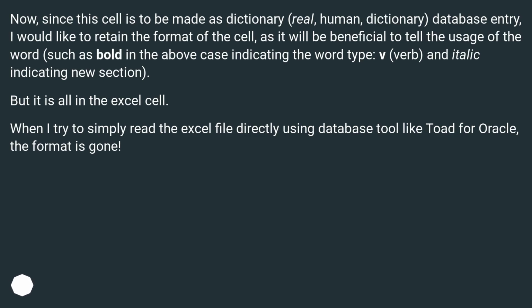Now, since the cell is to be made into a dictionary, a real, human dictionary database entry, I would like to retain the format of the cell, as it will be beneficial to tell the usage of the word, such as bold in the above case indicating the word type, v, verb, and italic indicating a new section. But it is all in the Excel cell. When I try to simply read the Excel file directly using a database tool like Toad for Oracle, the format is gone.